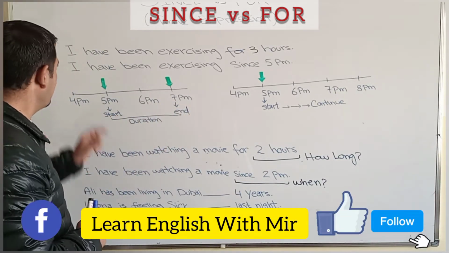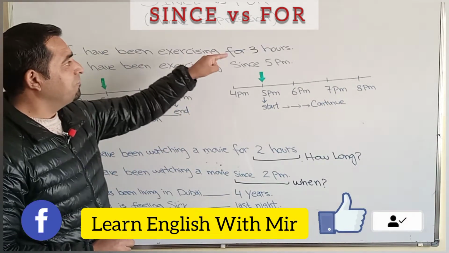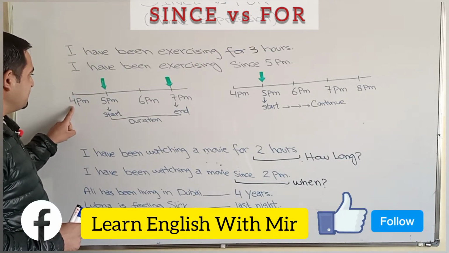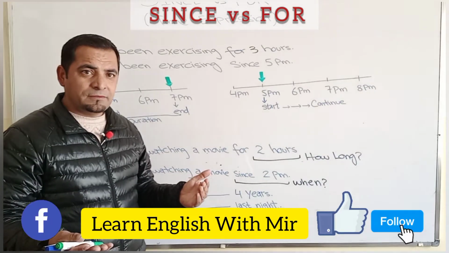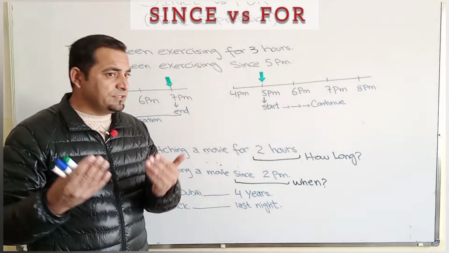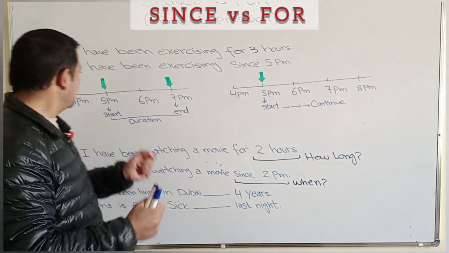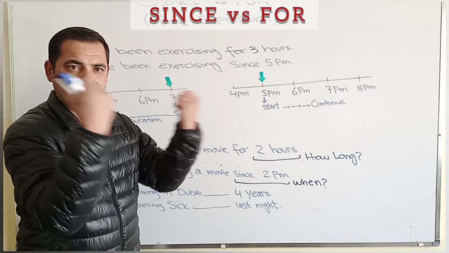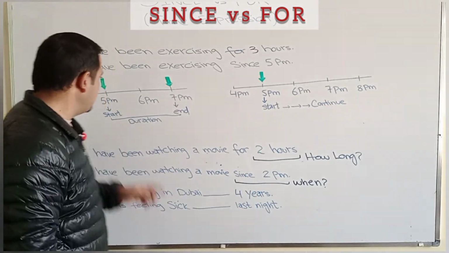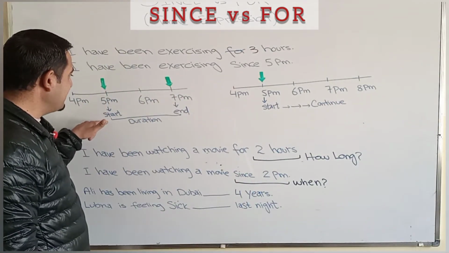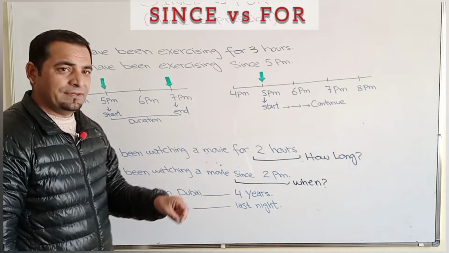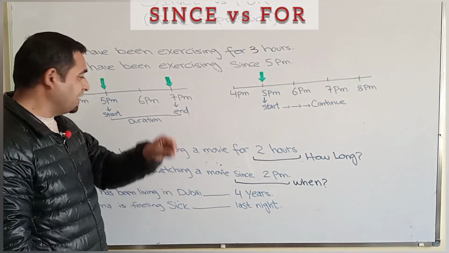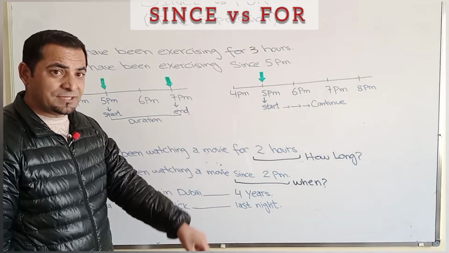timeline. I have been exercising for 3 hours. So it could be that at 4 or at 4:30 I reached the gym, and exactly at 5 p.m. I started exercising. So 5 p.m. is the beginning. It is the starting time of the action, right? So it is the starting time or the beginning time.